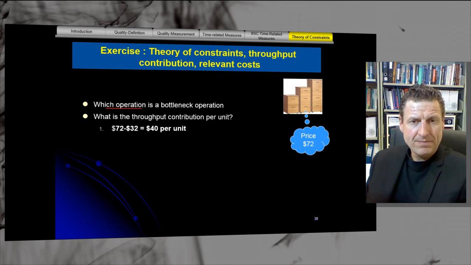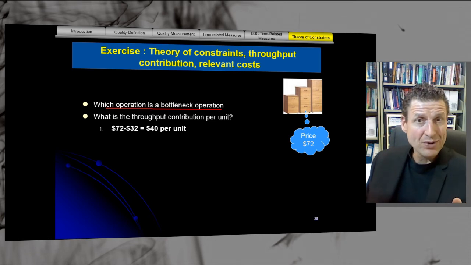Here's the question to summarize where we're up to. Which operation is a bottleneck operation? You got it. It is finishing with 80,000 units. What is the throughput contribution per unit? Well, it's going to be the price minus the direct materials. Direct materials costs only, that's $40 per unit.